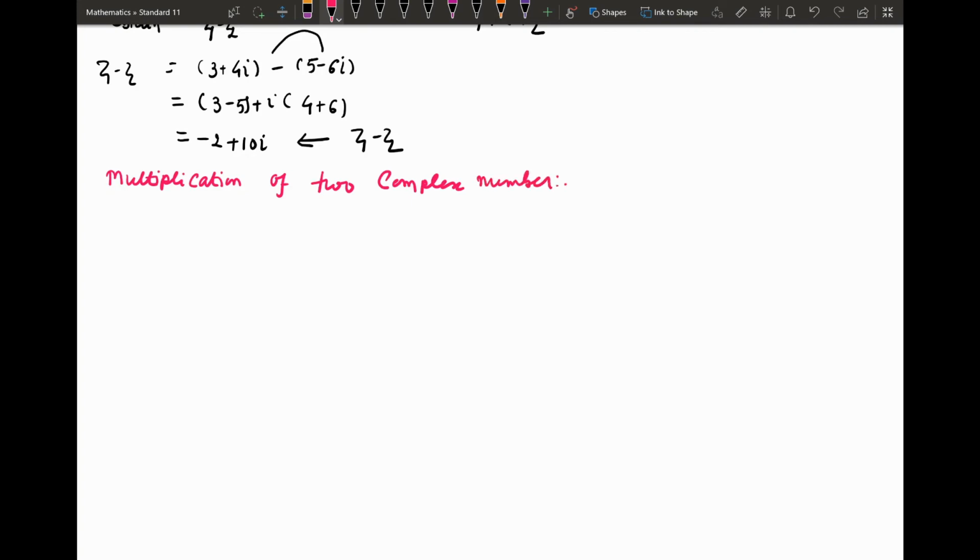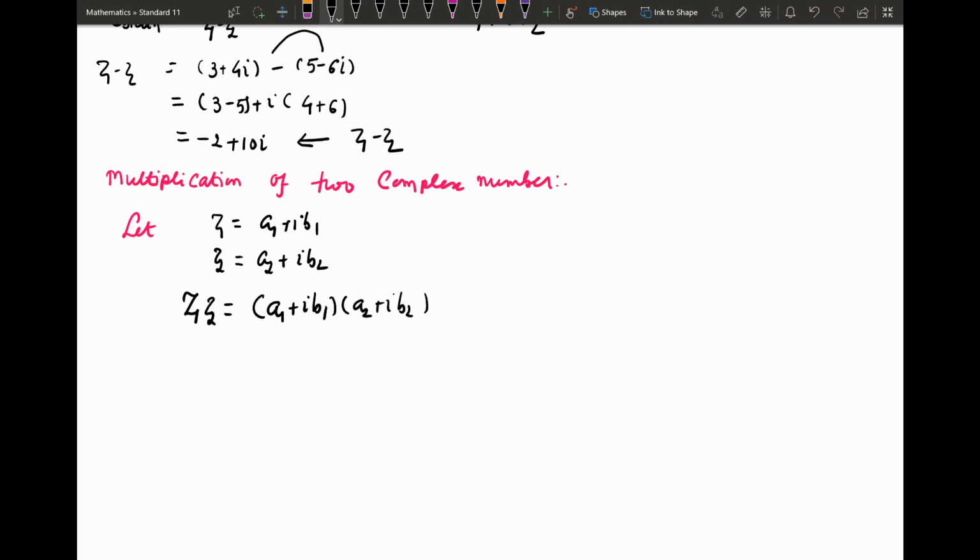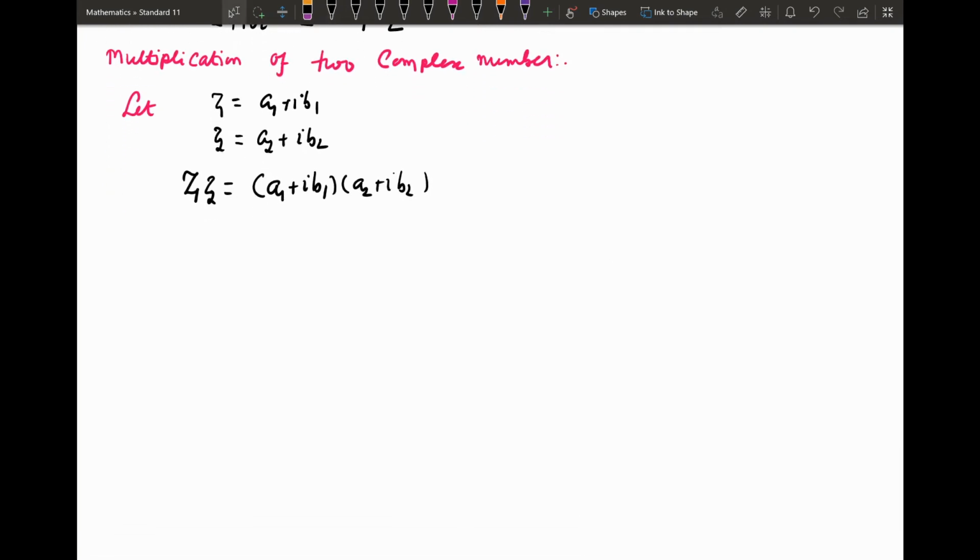So we define how to get the product of two complex numbers. Multiplication of two complex numbers. Let Z1 equal to A1 plus IB1 and Z2 equal to A2 plus IB2. We define Z1 into Z2 equal to A1 plus IB1 into A2 plus IB2.